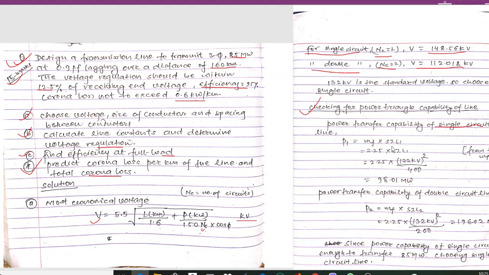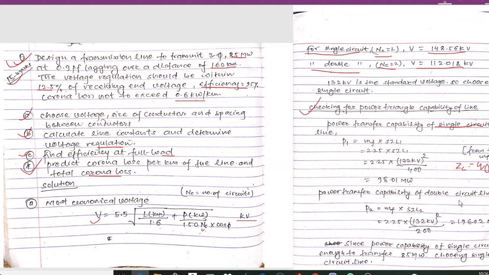So 2.25 into the surge impedance loading of the single circuit. For SIL you write kV squared upon ZC, and along with the table you are also given the value of ZC, which is 400 ohm. If you calculate the value of P1, you will get 98.01 megawatt.